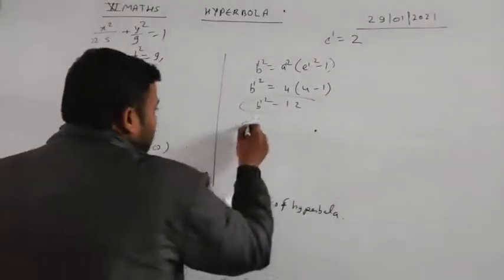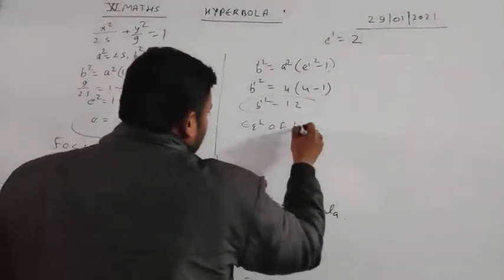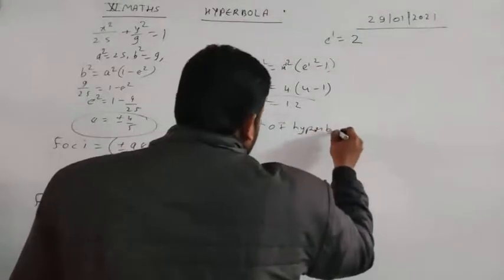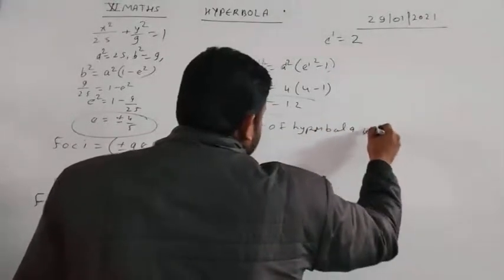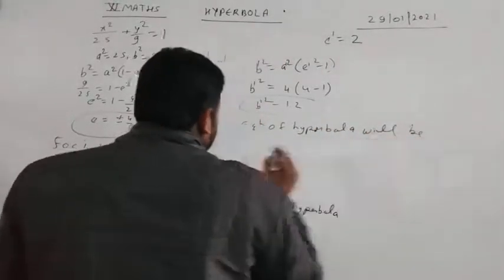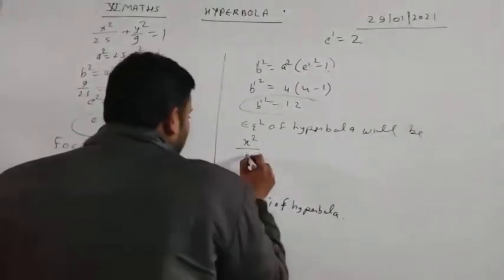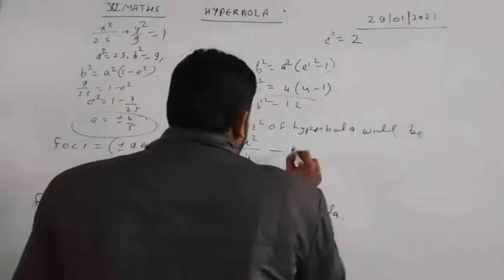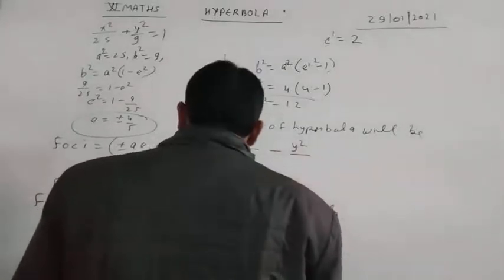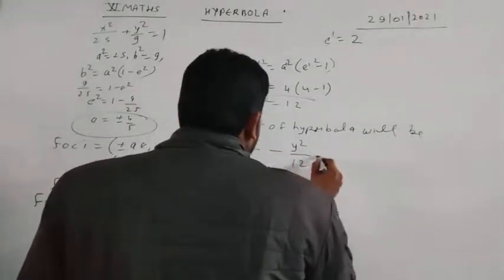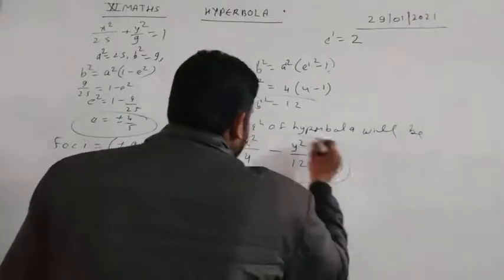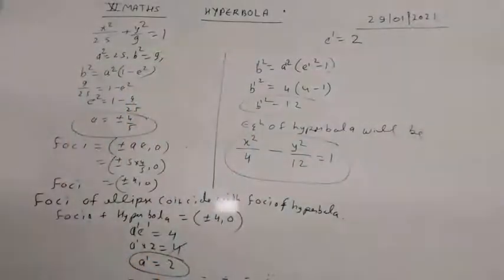So our equation of hyperbola will be x square by a dash square, which is 4, and y square by b dash square, which is 12, and this is equal to 1. So this is the equation of hyperbola which we have to find out.